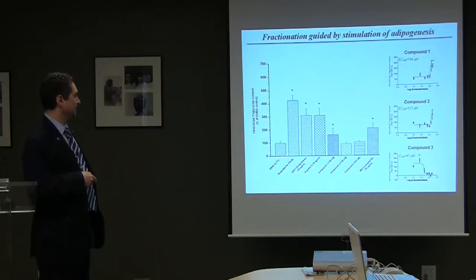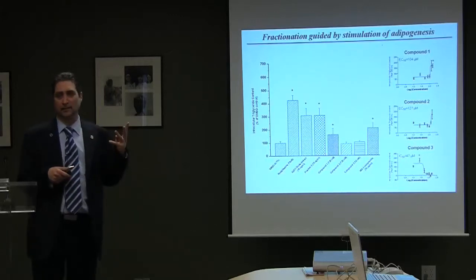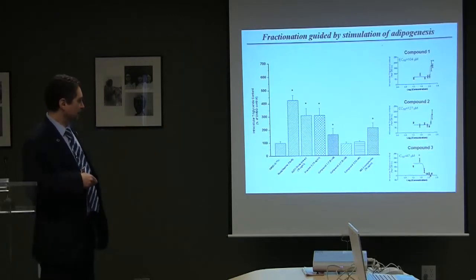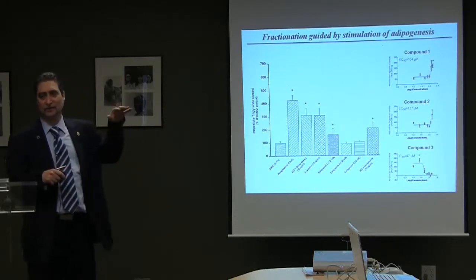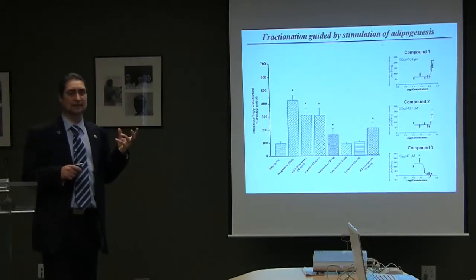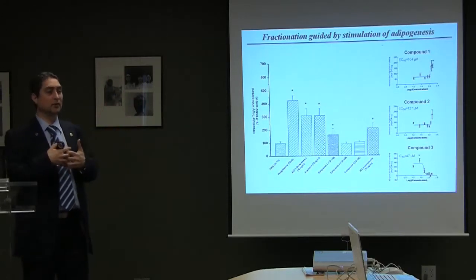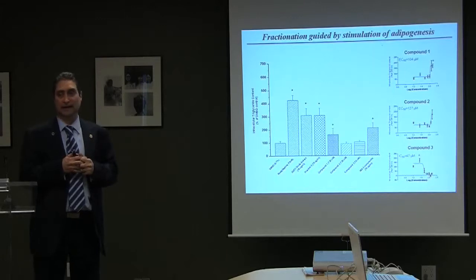So this is the example. Again, you see that's the rosiglitazone, so 4 to 5 times the increase. The crude extract was about 3 times. Fraction 5 was about 3 times. And you see that each one individually, each of the 3 compounds in this fraction, doesn't have the same activity as fraction 5. If we combine all 3, there's a tendency for it to increase. So this tells us that sometimes there needs to be more than one component in the plant acting together.